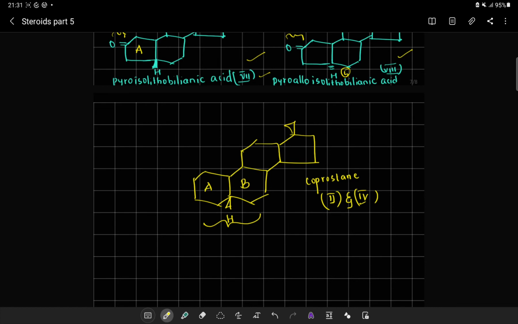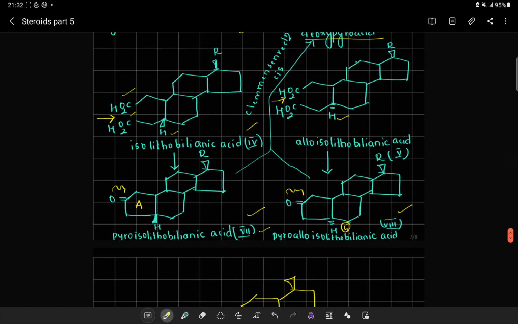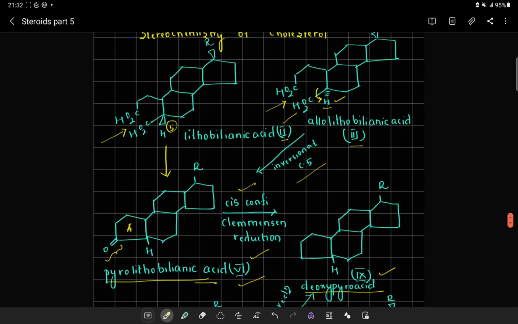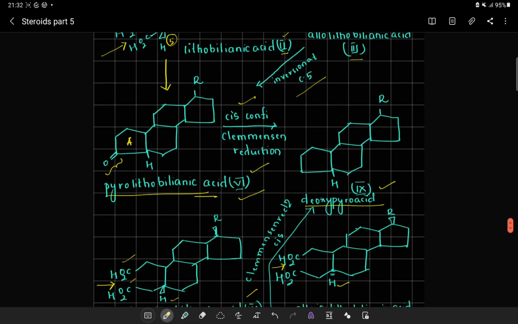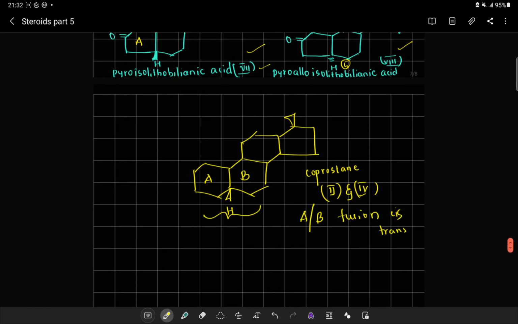Both these types of fusion, cis and trans, have been found to occur in natural steroids. Mostly in the natural steroids, we can observe that A and B fusion is cis, but even trans has been observed. So based on all these transformations of the carboxylic acids that we have tried to synthesize, the conclusion is that the fusion between ring A and B is cis. This is also because there was a comparison between lithocholic acid and the coprostane system.